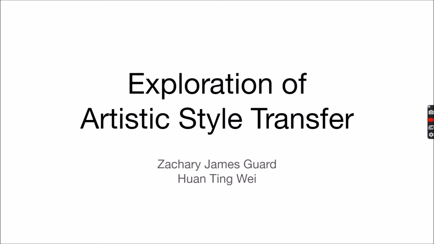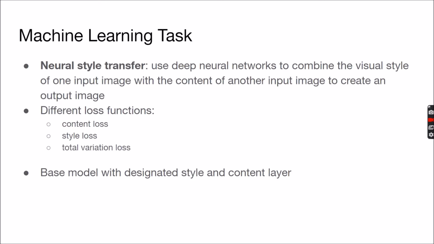Let's take a look at our machine learning task. As mentioned in the title of our project, we focus on neural style transfer. In contrast to the typical formulation of a supervised learning problem, where the machine learning task is to take some input and learn a generalizable mapping to the desired output, the goal of neural style transfer is to use deep neural networks to combine the visual style of one input image with the content of another to create an output image.